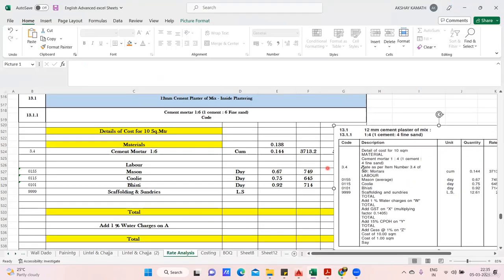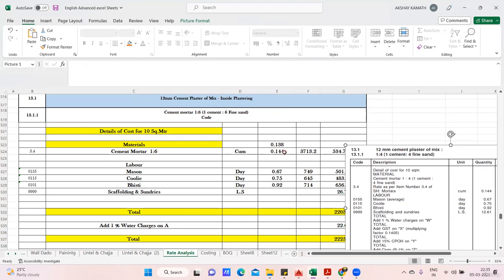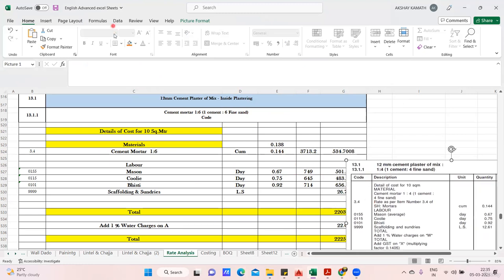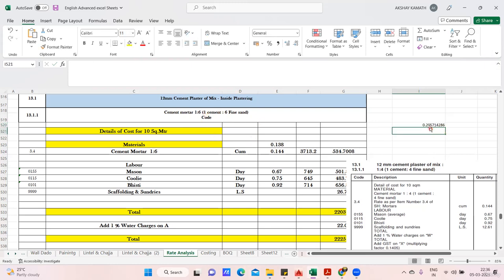This is the 1:6 part. So how did this 0.144 come into the picture? It's very simple. Since it's a plastering quantity, we know the conversion factor we adopt: 1.44 for 1 cubic meter. I'll multiply by the cement. Cement is 1 divided by the total ratio. It is 1:6, so 1 plus 6 is 7. Divide by 7, and it comes to about 0.20.